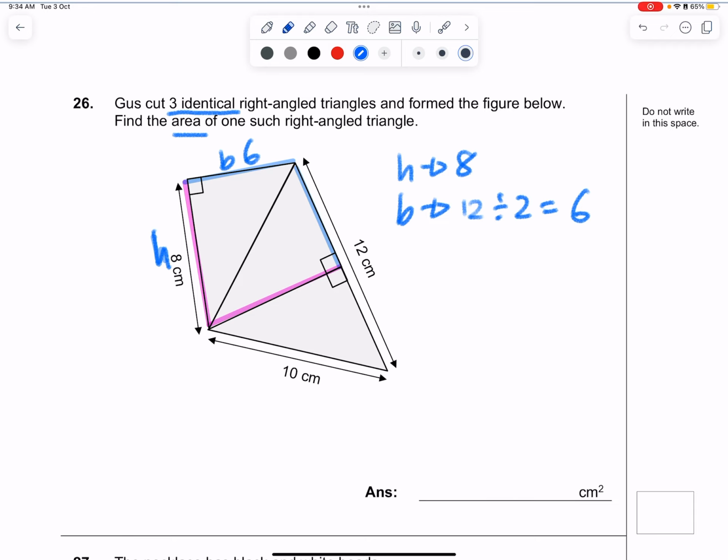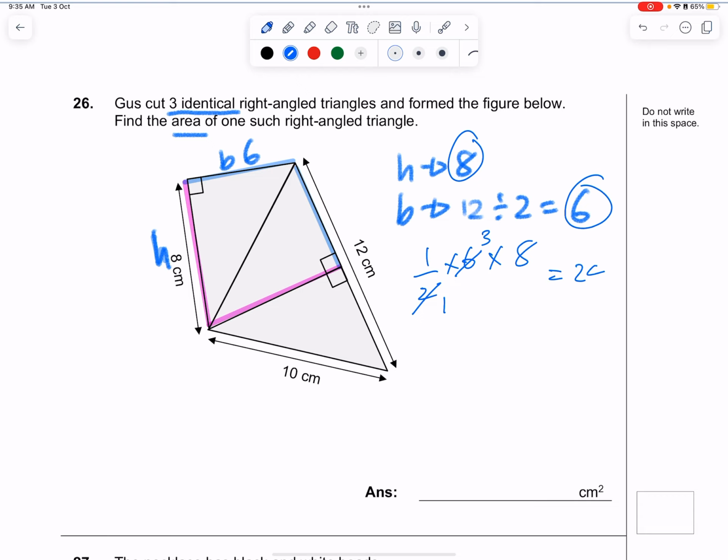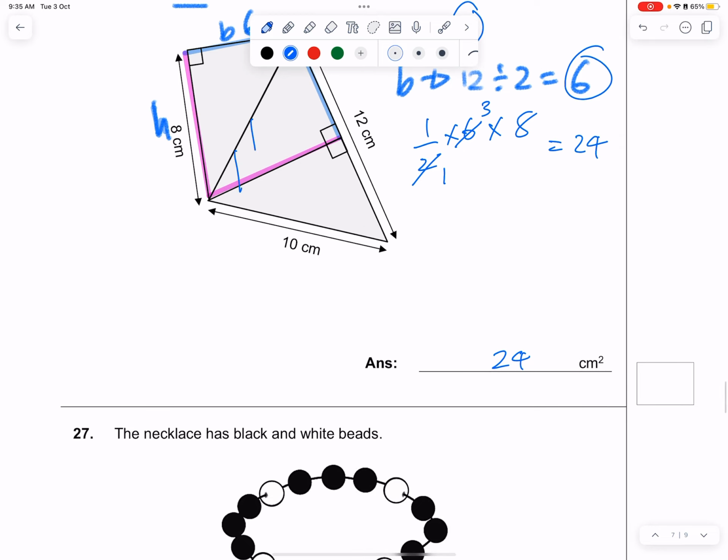So now applying the formula for a triangle, half base times height. So half times my base, which is 6, times my height, which is 8. Okay? And then after that, I simplify it. Cancel, 1, 3. My answer is 24. Answer 24 cm squared. This is the area of one triangle.